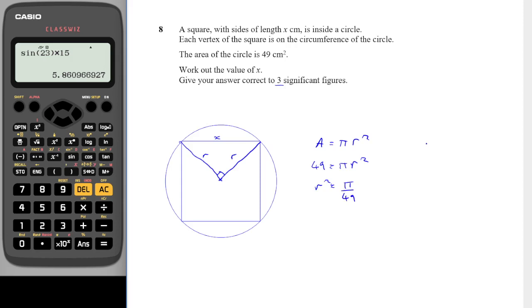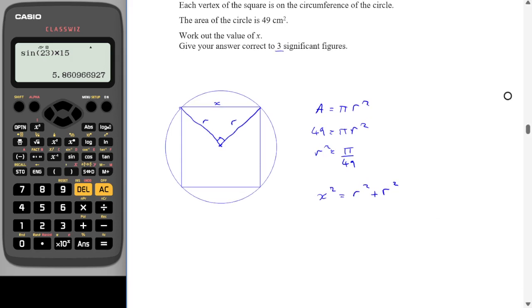So if I'm trying to work out the length of x, x squared is going to be equal to r squared plus r squared, or 2r squared. So x squared is going to be equal to 2r squared. So square root both sides, x would be equal to root 2 times r.